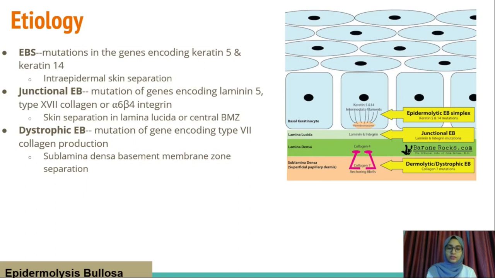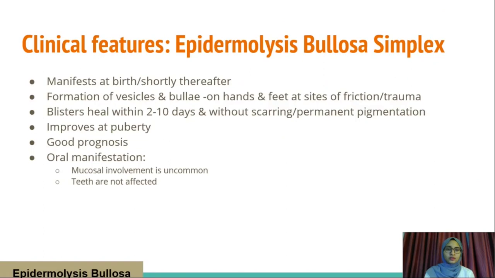Junctional EB is caused by mutation of genes encoding laminin 5, type 17 collagen, or alpha 6 beta 4 integrin. This causes skin separation in the lamina lucida, or central basement membrane zone. Dystrophic EB is caused by mutation of the gene encoding type 7 collagen. This causes sublamina densa basement membrane zone separation.